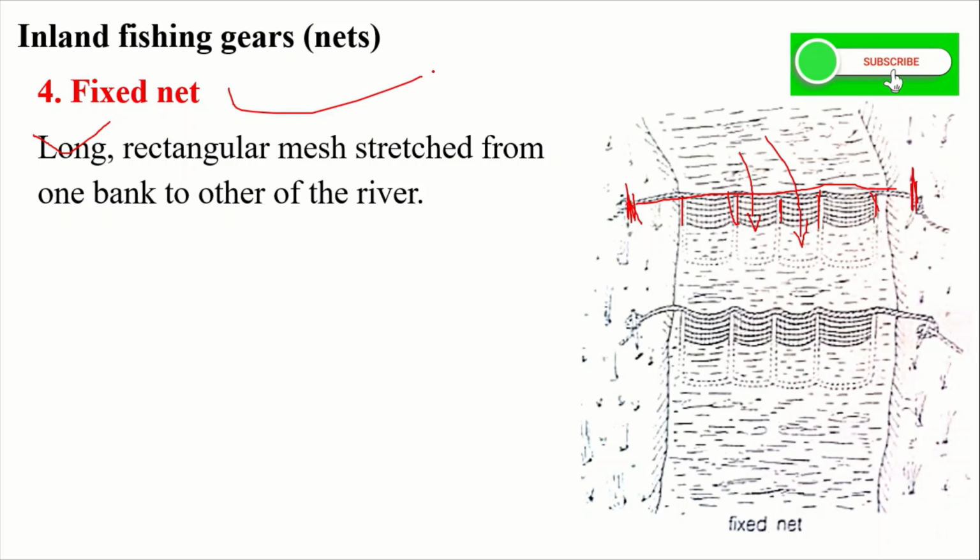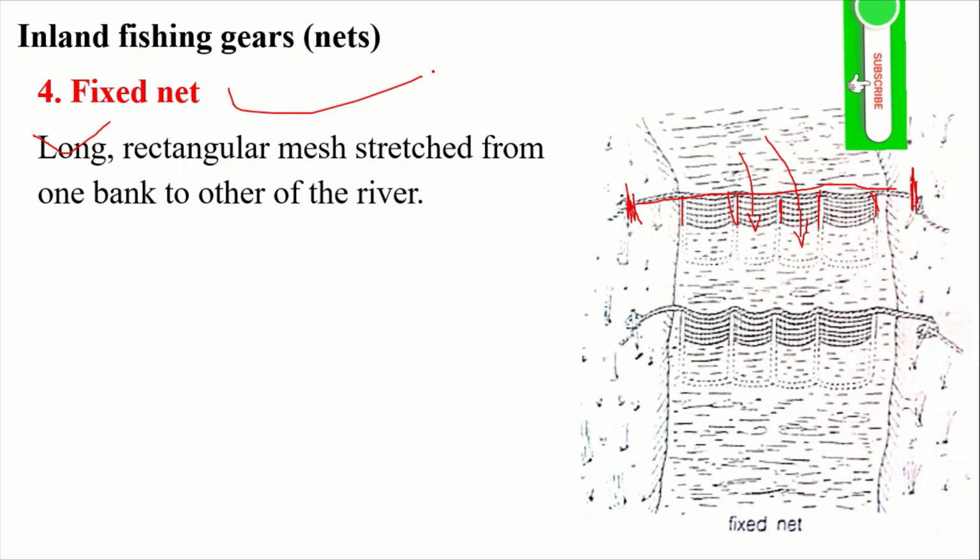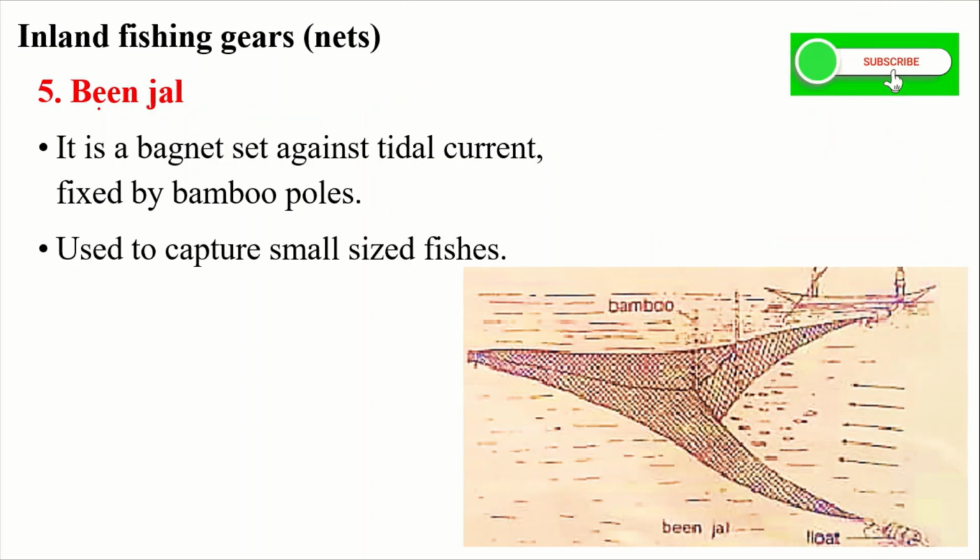Again, there are some miscellaneous nets like bean jal. This bean jal is a bag type of net. It is a bag net used against a tidal current, and it can be tied with the help of bamboo poles. Floaters are attached along the upper margins. It is used to capture small sized fishes. The fishes moving through this area can be caught with the help of this bean jal, which is used to capture small sized fishes.